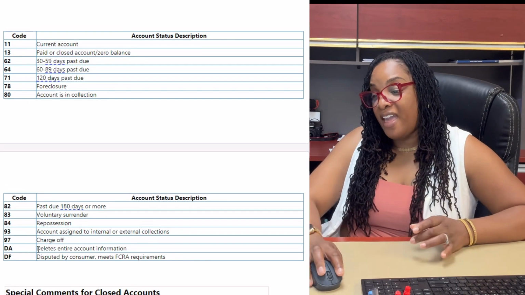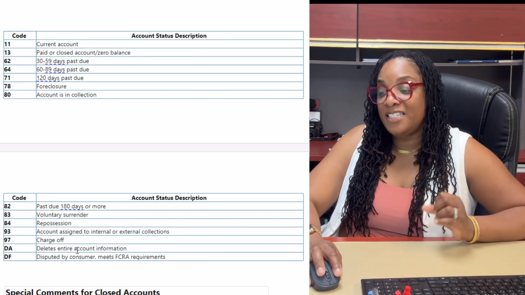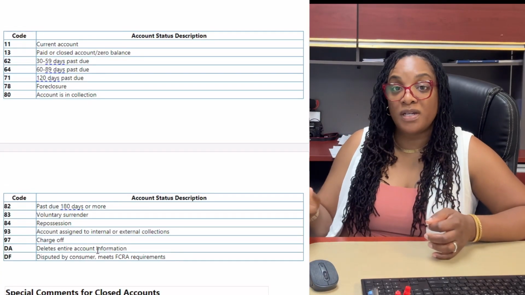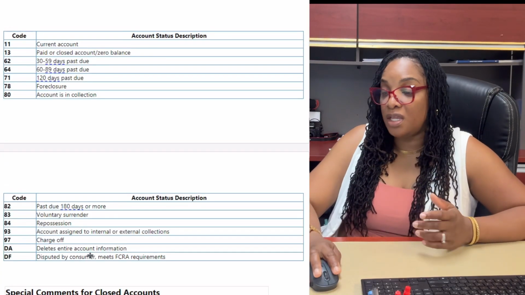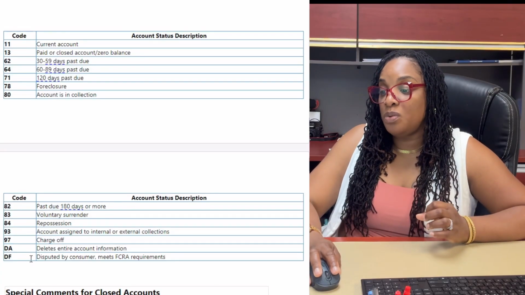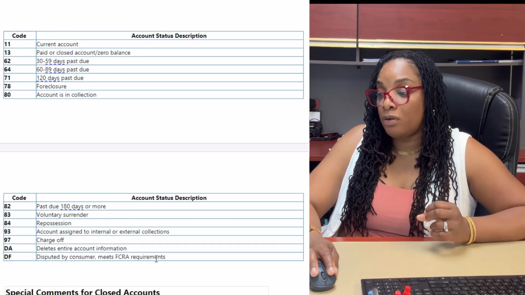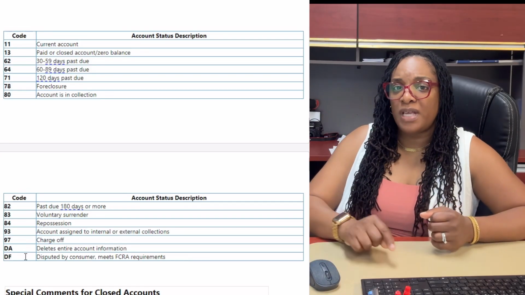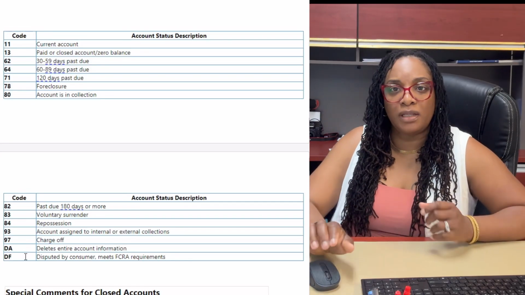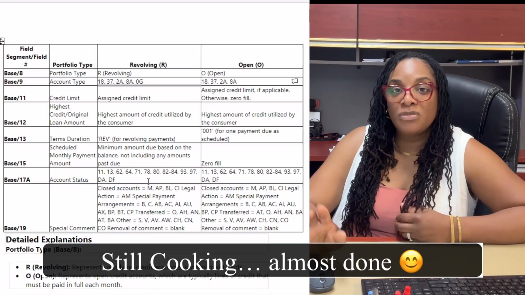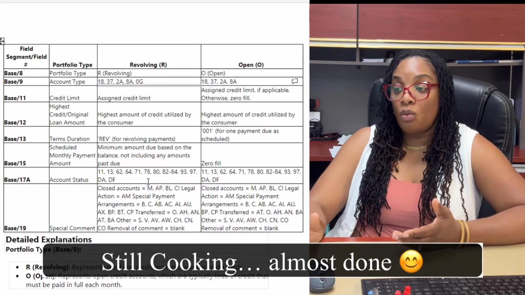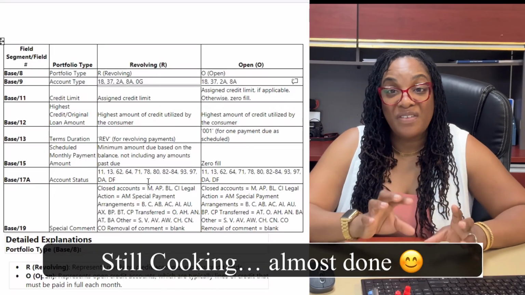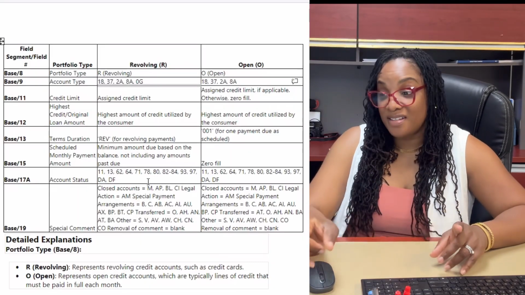Okay, so DA deletes entire account information. Usually you'll only see that where the comments are, so you can use that code as well in your disputes. DF is disputed by consumer, meets Fair Credit Reporting requirements. So DF, you can dispute that too. I would dispute DF, right? Like literally. Okay, so those are all the codes that fall under base segment field 17A, account status.